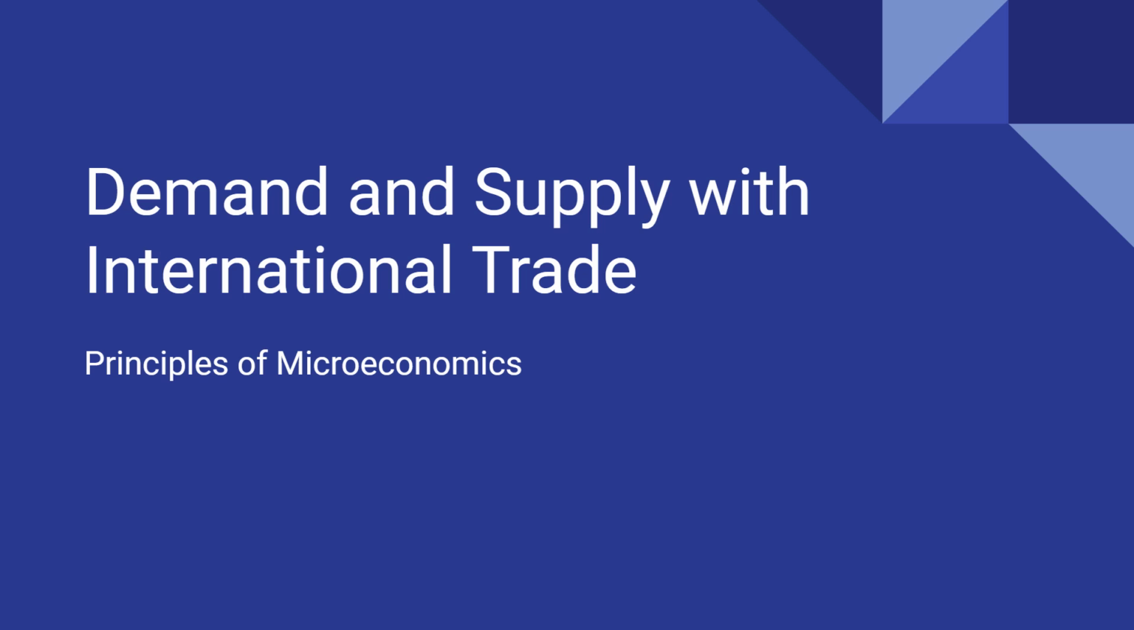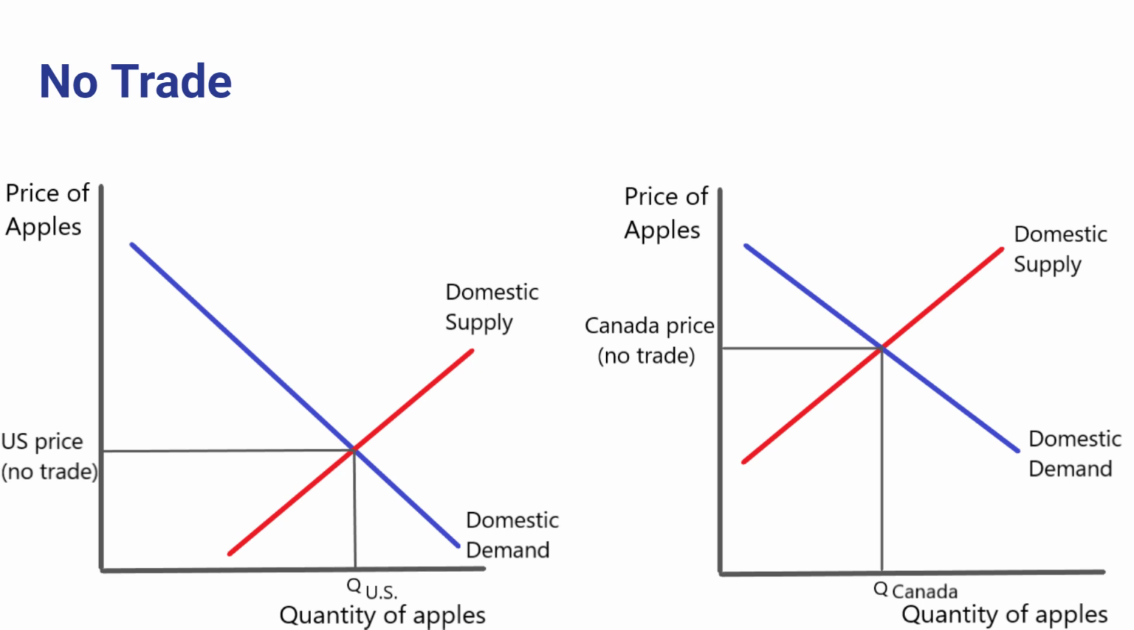In this video, we're going to talk about how international trade affects markets using demand and supply analysis. Let's consider a case in which there's no trade between the US and Canada for apples. And let's suppose the equilibrium price of apples in the US is below the equilibrium price in Canada, as illustrated in the diagram on the screen. If trade is not allowed between the US and Canada, this price differential could persist indefinitely.